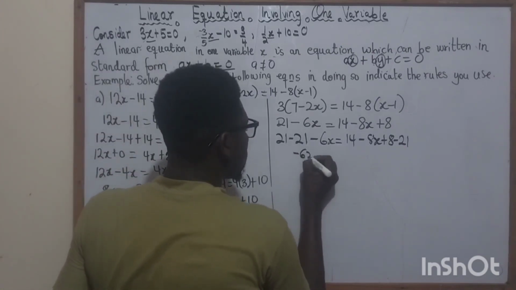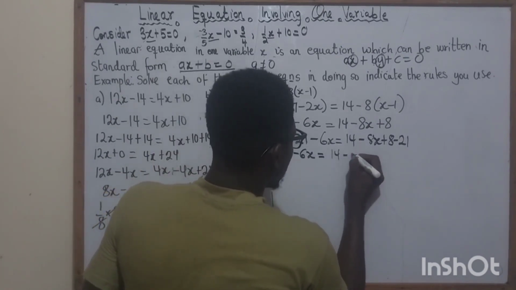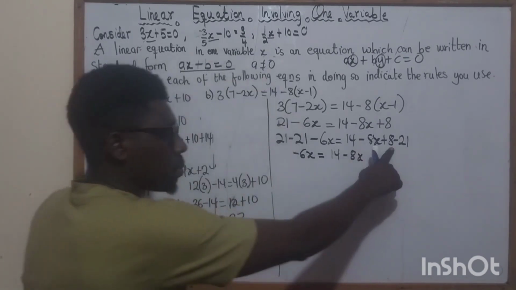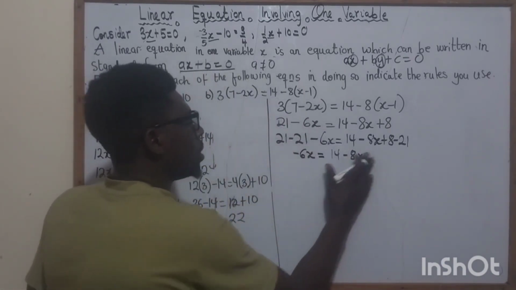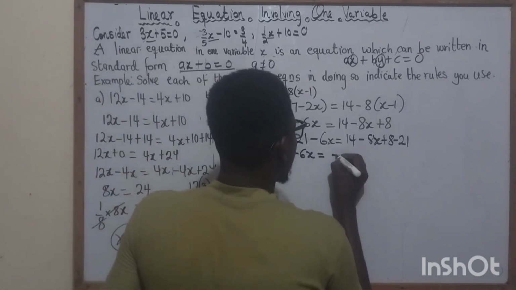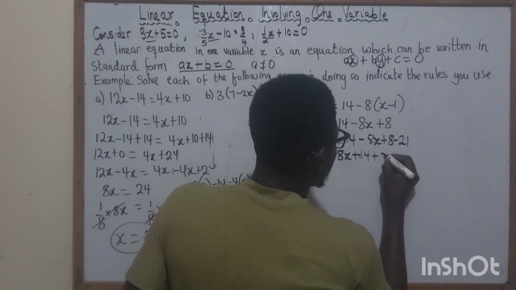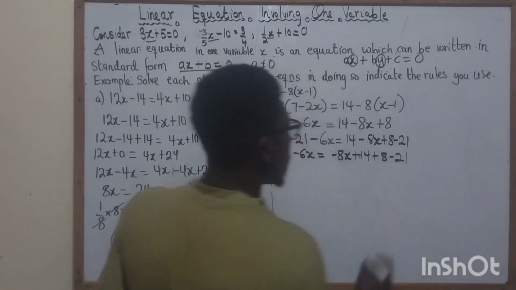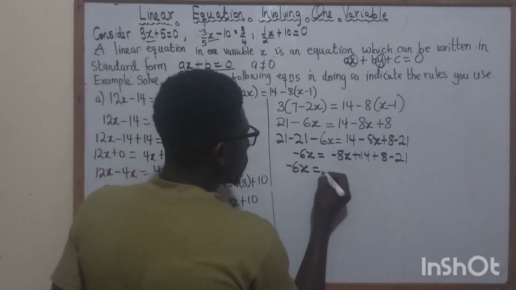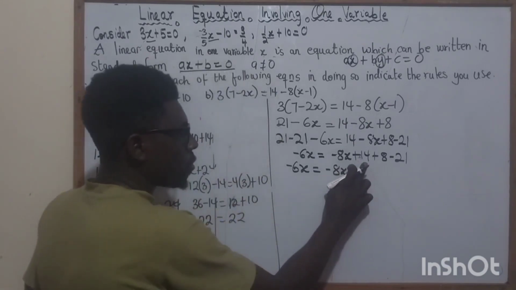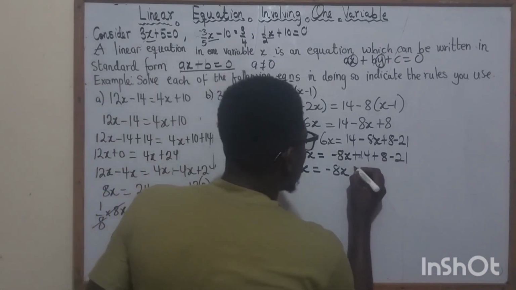So I'm going to have negative 6x equals to, what do I have here? 14 minus 8x minus 21, okay? It's going to give me, oh no, okay, let me group like terms here, okay? I'm going to get negative 8x plus 14 plus 8 minus 21, all right? Something like that will do. So I come here, negative 6x equals to negative 8x. 14 plus 8 is going to give me 22, okay? 22 minus 21 is going to give me 1.